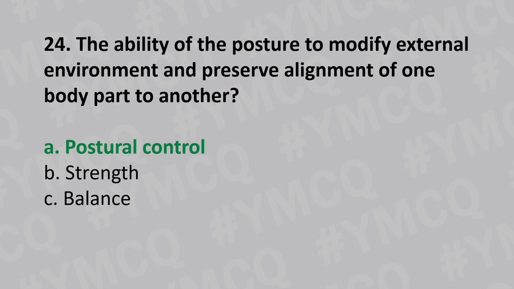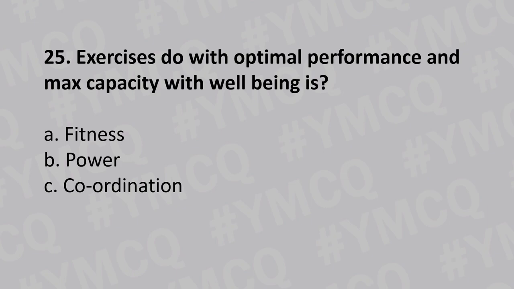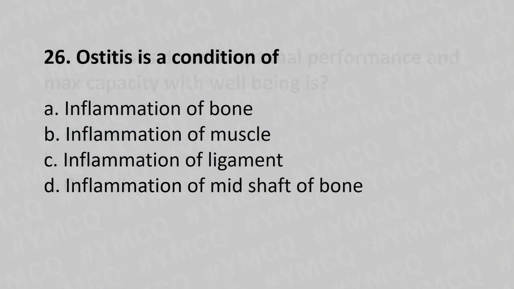Moving to our 25th question. Exercises done with optimal performance and maximum capacity with their well-being is? Option A, fitness. Option B, power. Option C, coordination. The answer is option A, fitness.